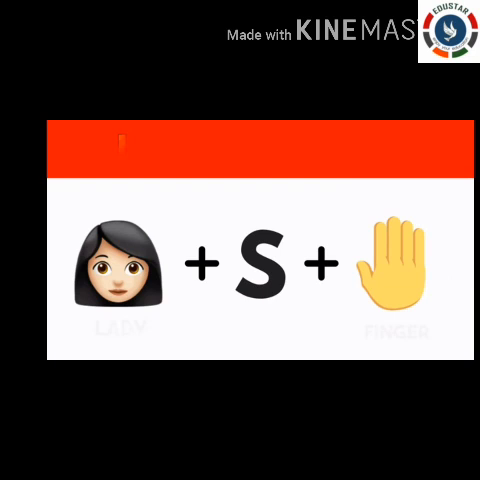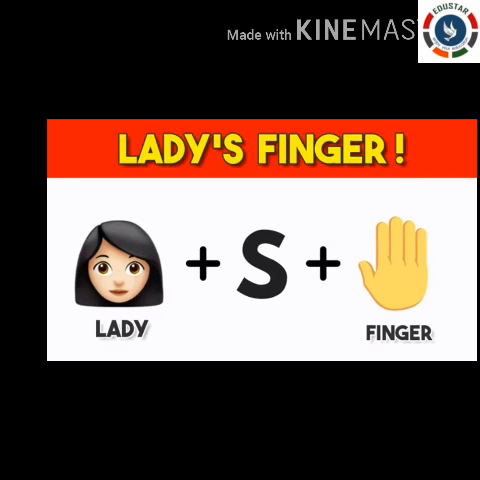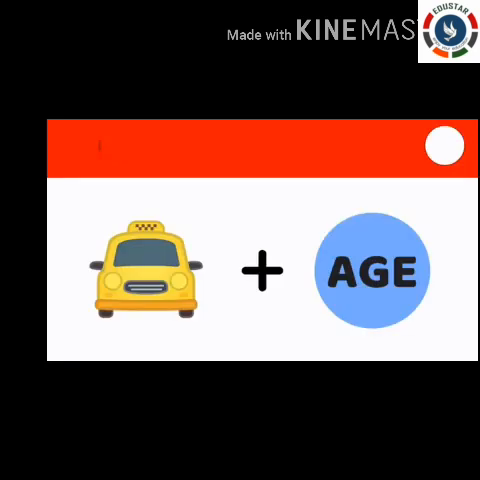Now see the eighth question. See the picture. You should not think the first picture as girl. That is lady. Okay. First picture is lady. Now guess the answer. And then the third picture you should not say as hand. Say finger. Have you found the answer? The answer is lady's finger. Okay. Shall we go to the next question?